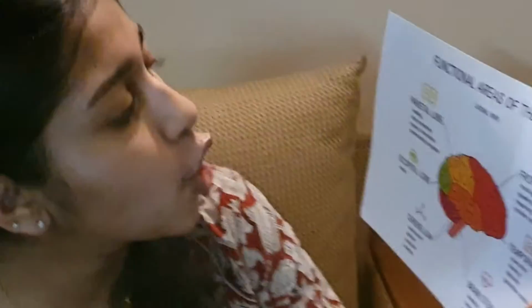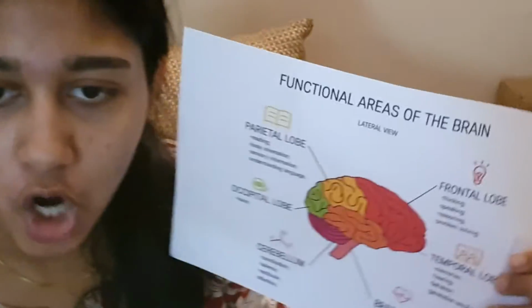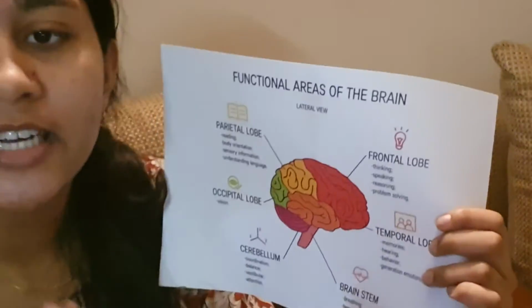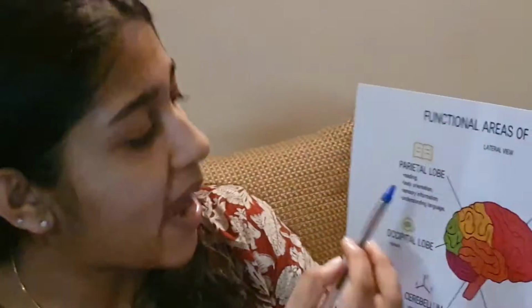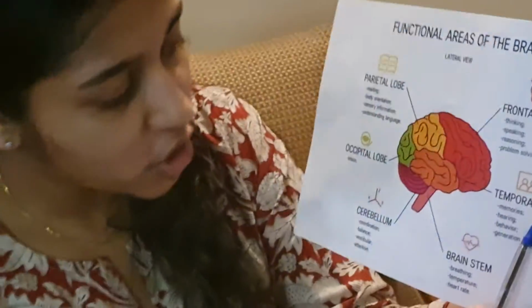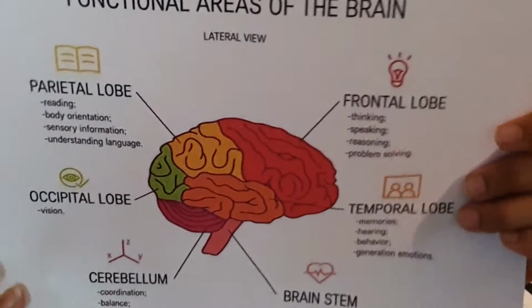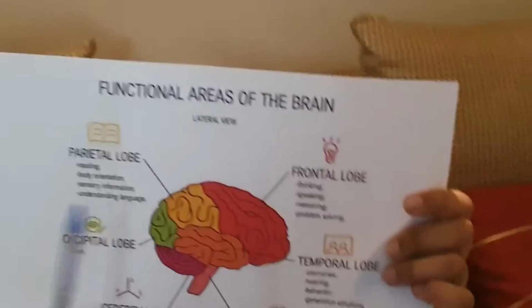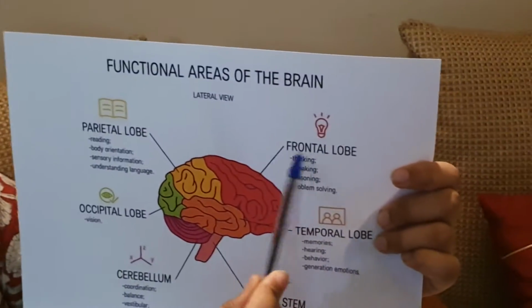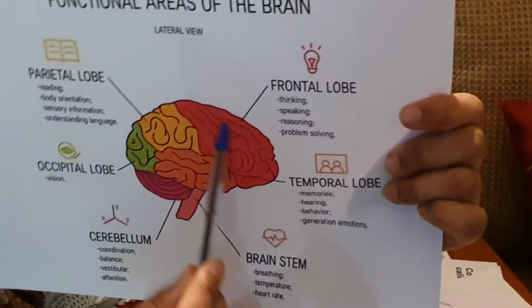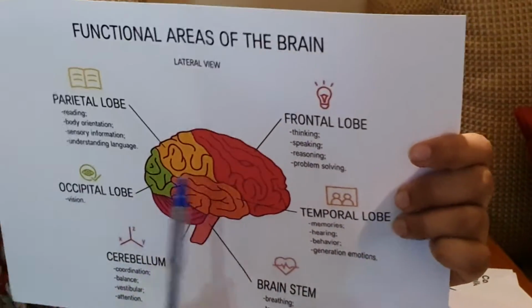So, just as I mentioned, we are going to talk about the 4 lobes of the human brain. According to the function, the cerebrum is further divided into 4 different lobes. They are the parietal lobe, the frontal lobe, the temporal lobe, and the occipital lobe. So, the first part I'm going to talk about is the frontal lobe. As you can see, this red portion in this picture is the frontal lobe.